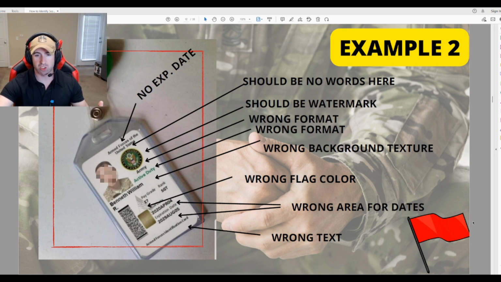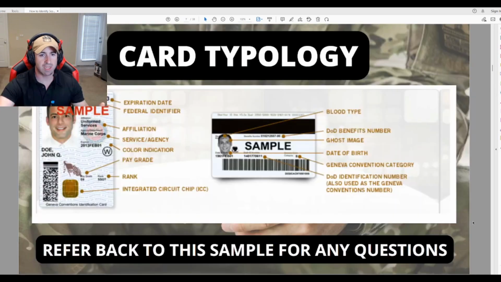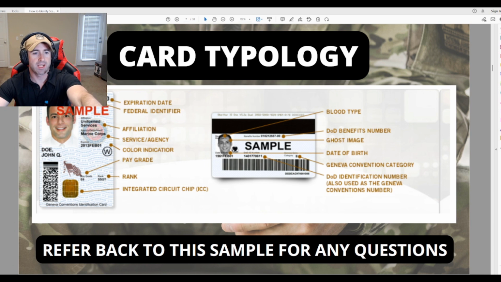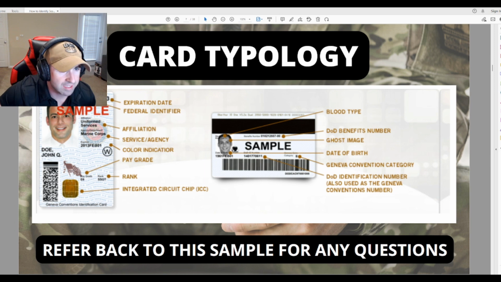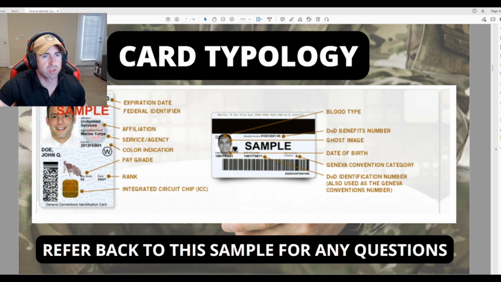And I'm just going to shoot back in our slide here so you can see. Do you see the flag? You see the rank where it should be. You see the dates right here where the expiration dates should be. Up here where it expires, you've got the expiration dates here, and then you have an expiration date there, and then you have the issuing date.